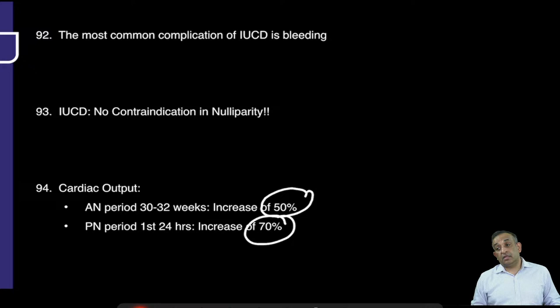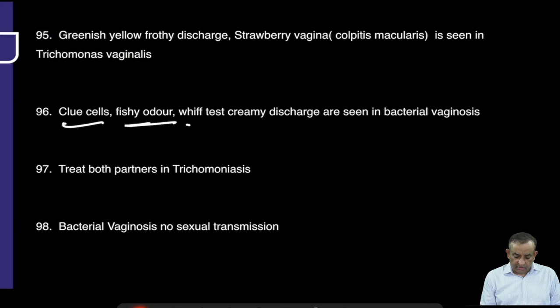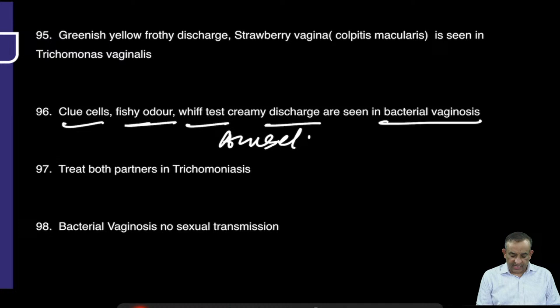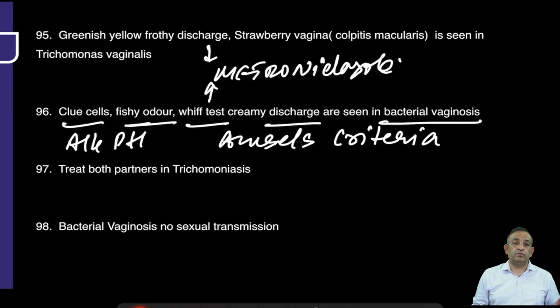All right. Greenish yellow frothy discharge, strawberry vagina, colpitis macularis is seen in Trichomonas vaginalis. And clue cells, fishy odor, whiff test, creamy discharge are seen in bacterial vaginosis. This is known as the Amsel criteria. Amsel criteria also includes alkaline pH. Of course, treatment of both of these is metronidazole. Okay, please read about this. These are very easy questions. Easy grabbing marks because they will ask you about clue cells, they will ask you about strawberry vagina, which is known as colpitis macularis. They will ask you about this.